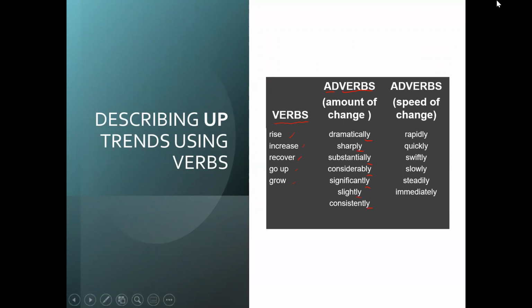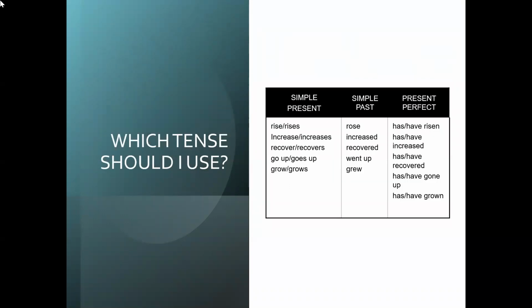It is also applicable to the adverb that shows speed of change. So you can have rapidly, quickly, swiftly, slowly, suddenly, and immediately. The next point is which tense should I use? Nah, biasanya yang bingung ini bagian tenses ya. Kenapa saya harus pakai simple present, kapan saya pakai simple past, lalu present perfect.